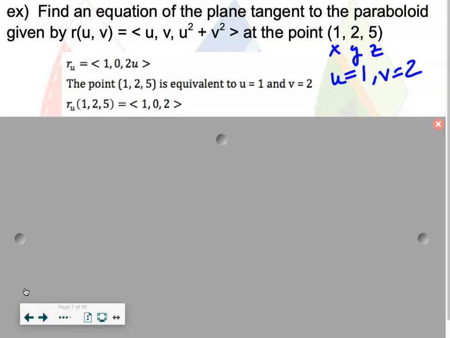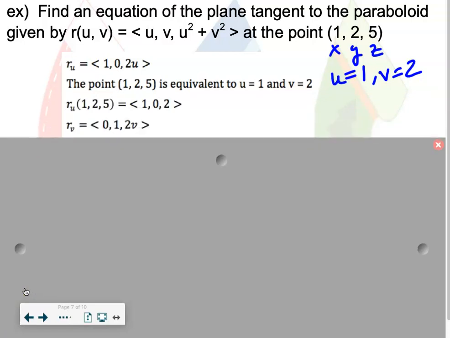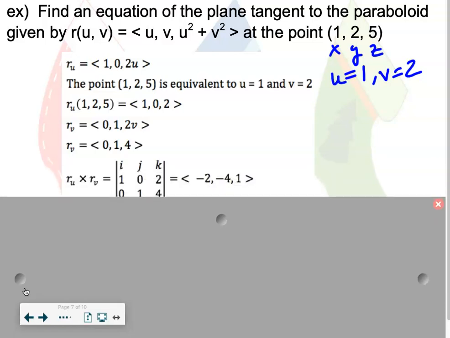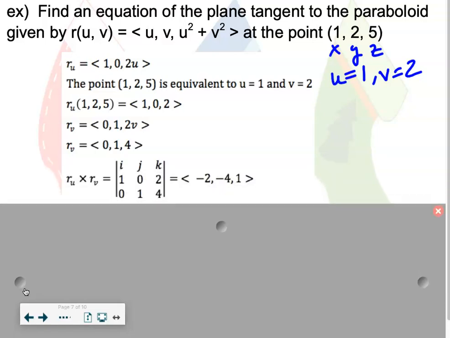When you plug in a 1 for u, you get the vector 1, 0, 2. Then you do r sub v, 0, 1, 2v, and you plug in a 2 for v, and you get the vector 0, 1, 4. Are we together so far? Yeah? Okay. So then your cross product, 1, 0, 2, and 0, 1, 4: so 0 minus 2, minus 4 minus 0, right? And then plus 1 minus 0?